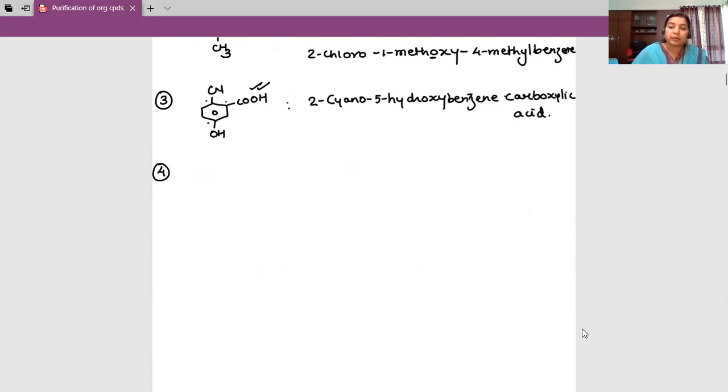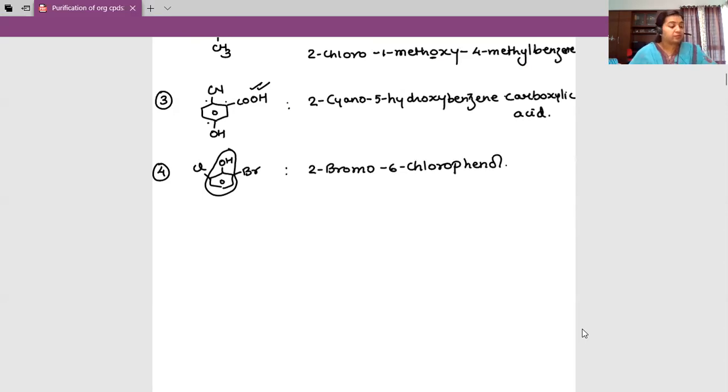Moving to similar example number 4. My next example is OH, bromine and chlorine. So now I will have a base nomenclature as phenol. Right? Now either I can go clockwise or anti-clockwise, but to maintain bromine at a lower locant, I will prefer clockwise orientation, and the name is 2-bromo 6-chlorophenol. Right?